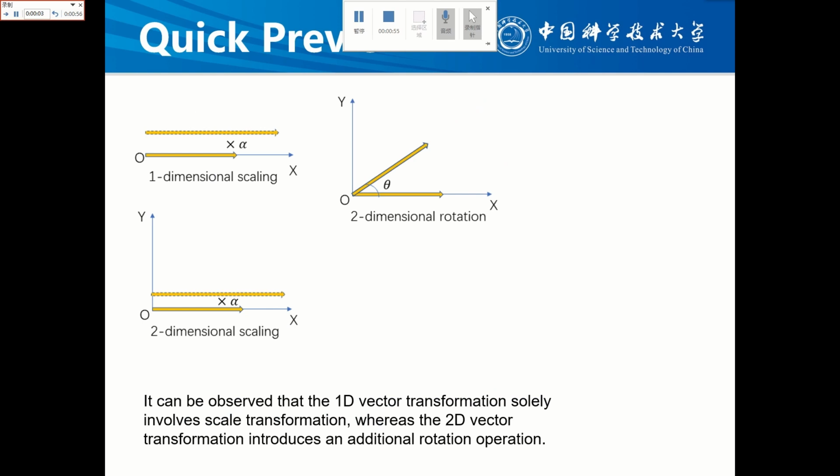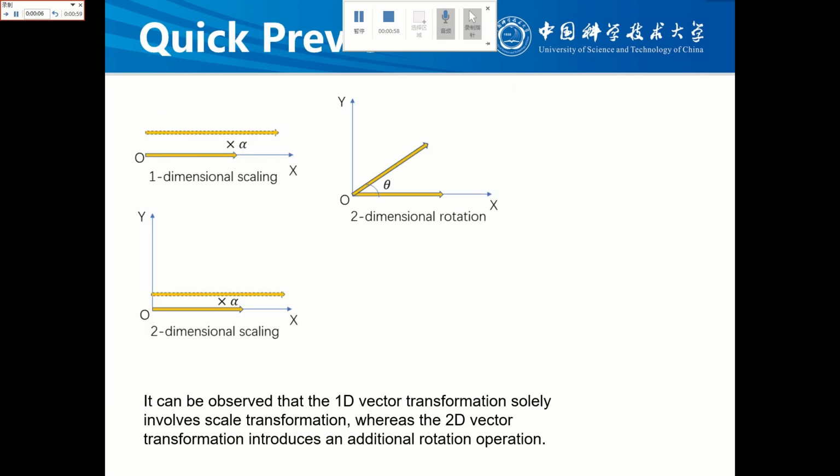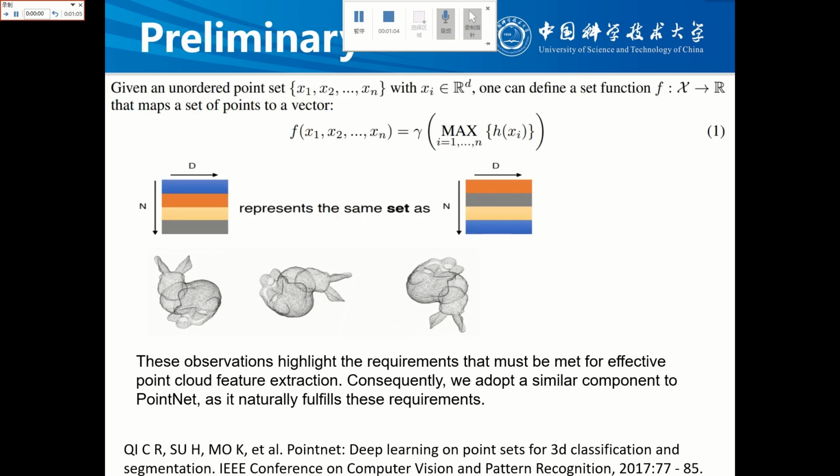It can be observed that the 1D vector transformation solely involves scale transformation, whereas the 2D vector transformation introduces an additional rotation operation. First, let's introduce the preliminary contents. These observations highlight the requirements that must be met for effective point cloud feature extraction. Consequently, we adopt a similar component to PointNet, as it naturally fulfills these requirements.